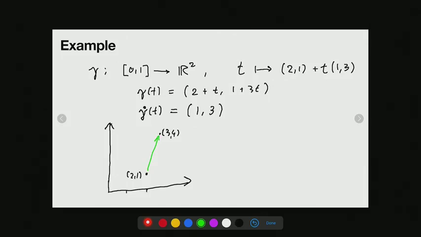Just for good measure, let's also say, yes, it's differentiable, regular, it's simple, but very obviously it's not closed. Obviously, we end up somewhere else than where we started.